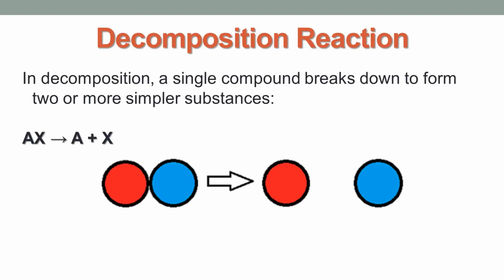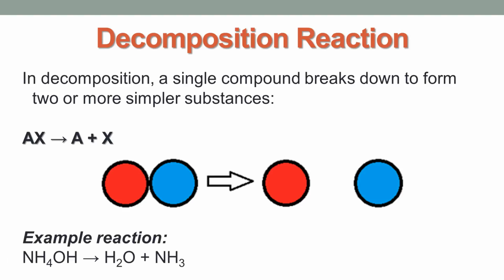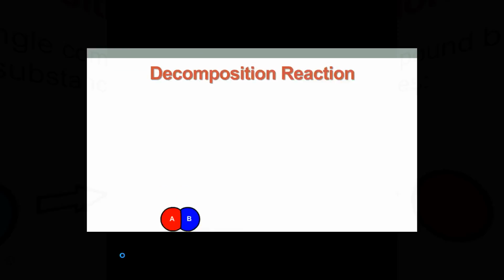So here I have the blue-red one that we saw in the last one is going to make a blue plus red. They are now separate. Example of this would be ammonium hydroxide is going to break down to form water and ammonia. So I start with one large compound here. It breaks down, it decomposes to make water and ammonia.